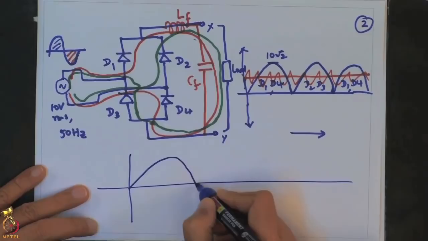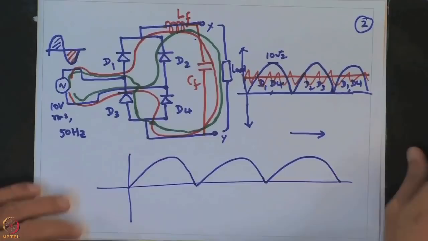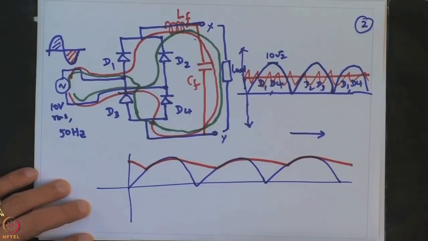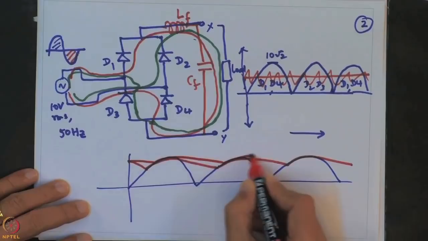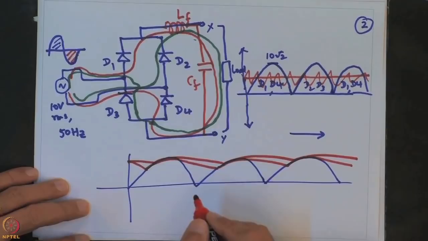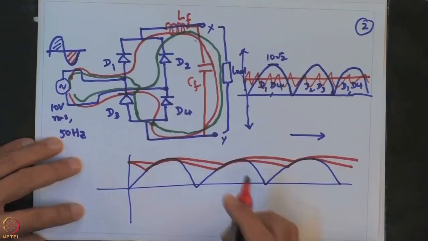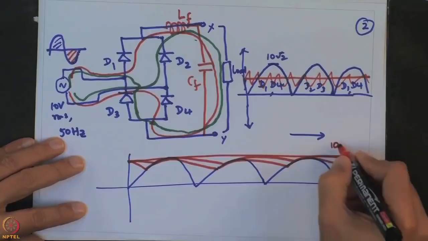So what is the result of putting this LF? If we look at our diagram, let me just redraw my diagram where I showed the output voltage across terminals X and Y. It will be something like this. It is the original waveform, but now with the placing of the capacitor CF, it will become like this. If I still increase the value of CF, it will become like this. And if I also put one LF along with it, then it will become still flatter. So basically, assuming that we have put good enough values of CF and LF, I'll be able to get a nice waveform here, whose value will be 10 root 2 volts, approximately. That is what we will get.